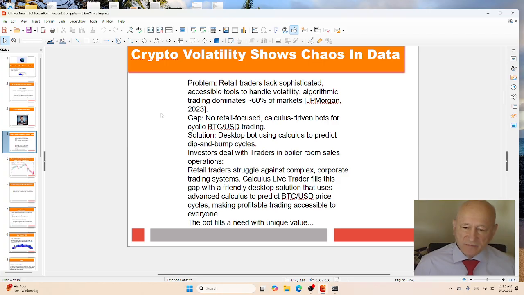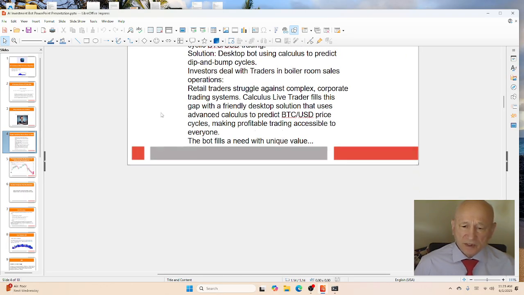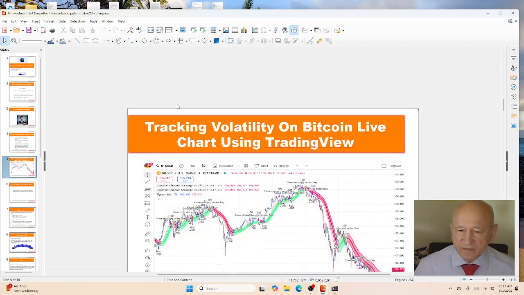Calculus Live Trader fills this gap with a friendly desktop solution that uses advanced calculus to predict BTC USD price cycles, making profitable trading accessible to everyone. The bot fills a need with a unique value.